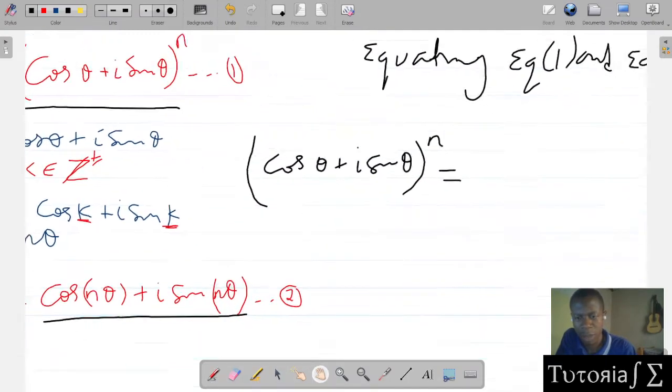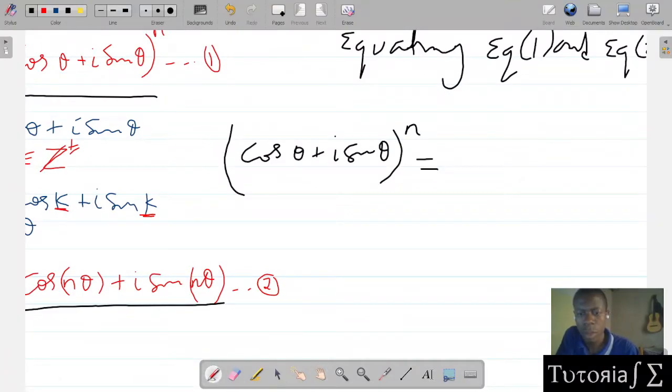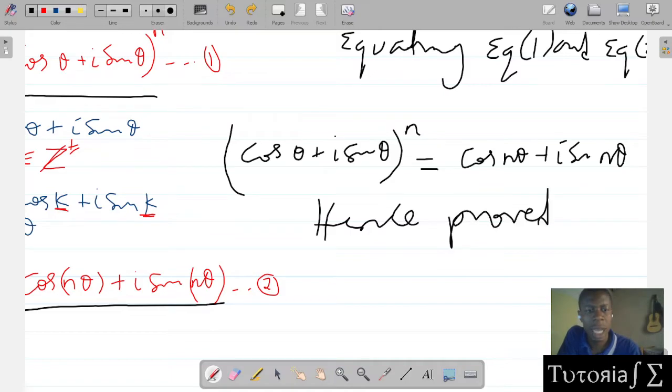which is cos n theta plus I sine n theta. So hence proved. This is how you prove De Moivre's theorem by the exponential functions.